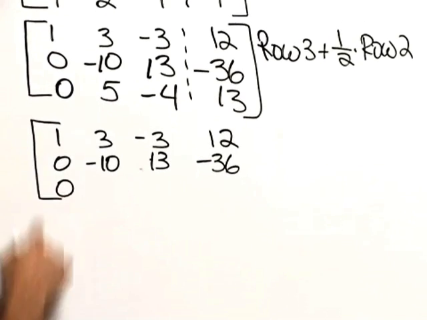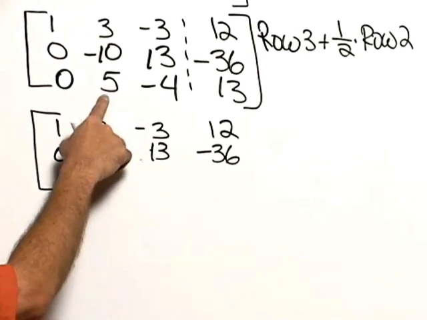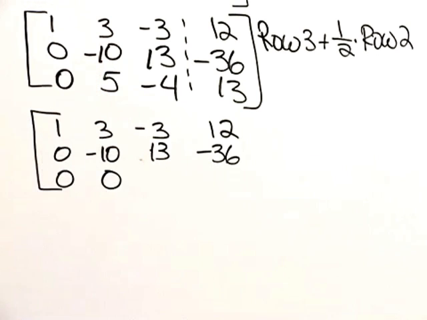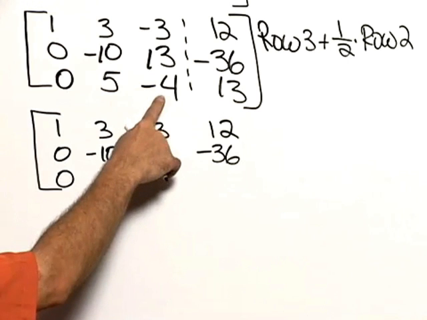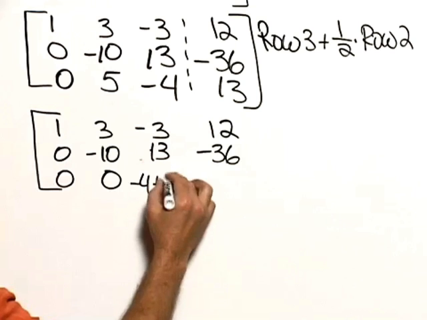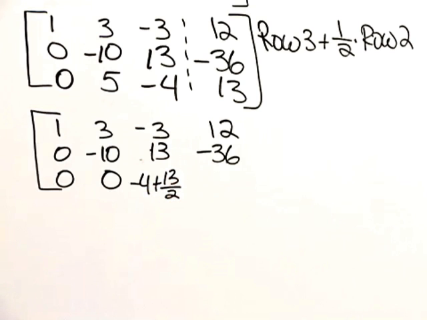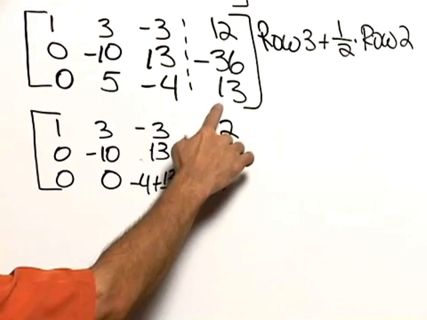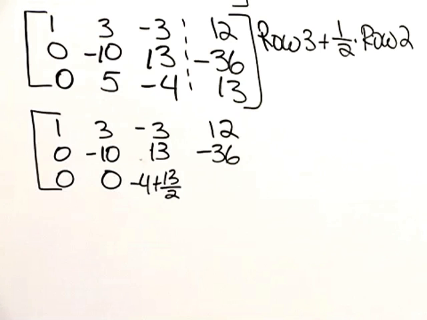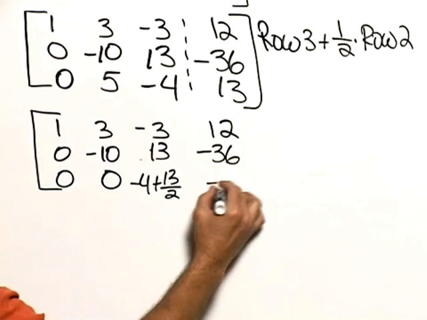Row 3 plus half of row 2. So that's 0 plus half of 0 is 0. 5 plus half of -10 is 5 plus -5, 0. -4 plus half of 13, so it's -4 plus 13 halves. And let's deal with that in a moment. And then it's 13 plus half of -36. Well, half of -36 is -18. 13 plus -18 is -5.